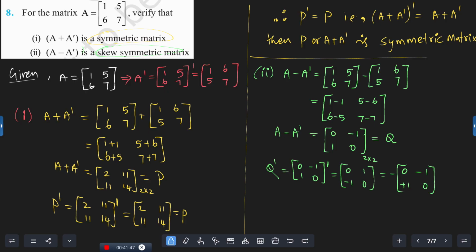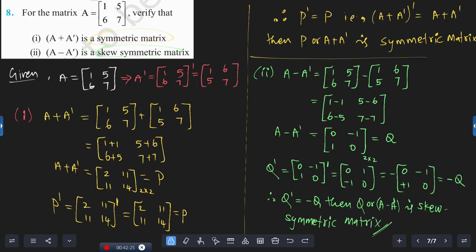Now see children, this is the same as Q, so you can write minus Q. Therefore, Q dash is equal to minus Q. In the sense, we can say that Q, which equals A minus A dash, is a skew symmetric matrix. That is the concept for question number 8.